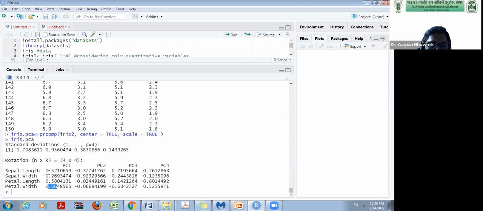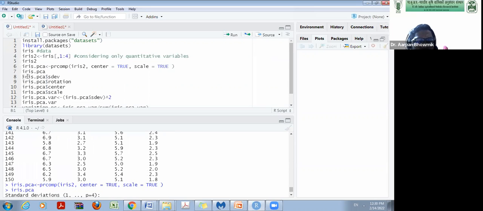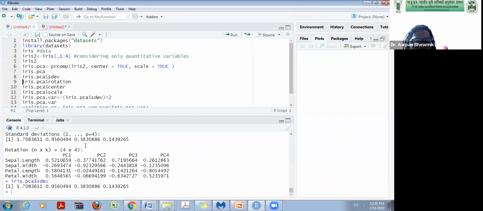Here the first PC alone is sufficient. Okay, let us calculate the eigenvalues also. I have already calculated these things; it is not required because they are already given by the PCA. In any way, if you want to see the standard deviation also, you can write iris.pca dollar sdev, same thing, this result will come. Okay, let us run it. So the same result we got here, whatever we got with the basic iris.pca output.